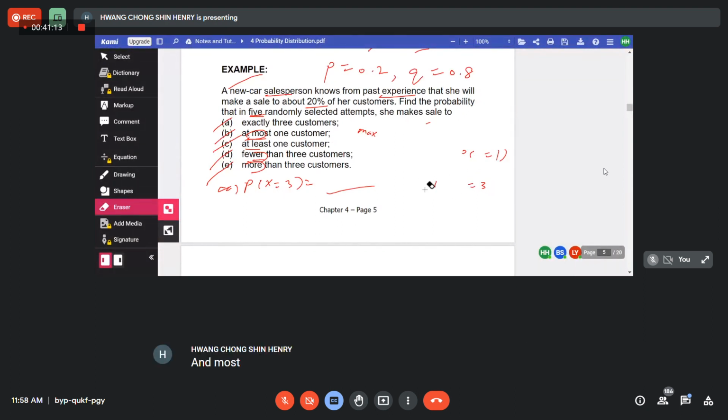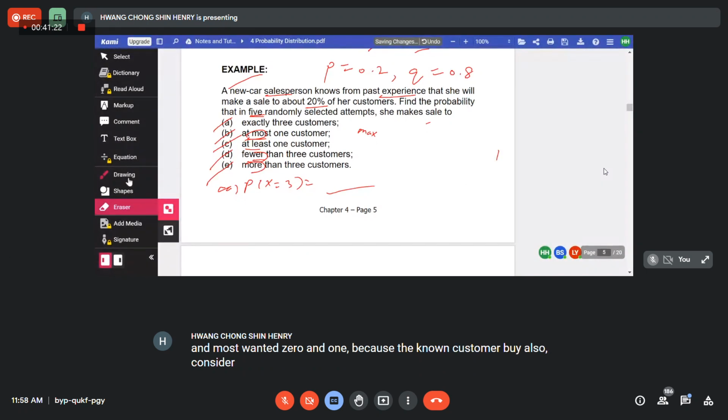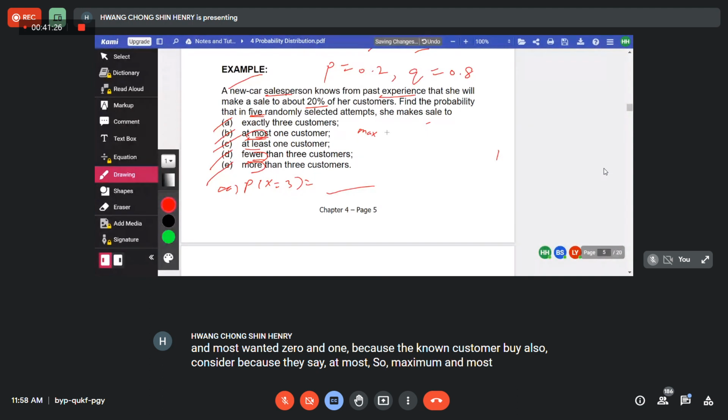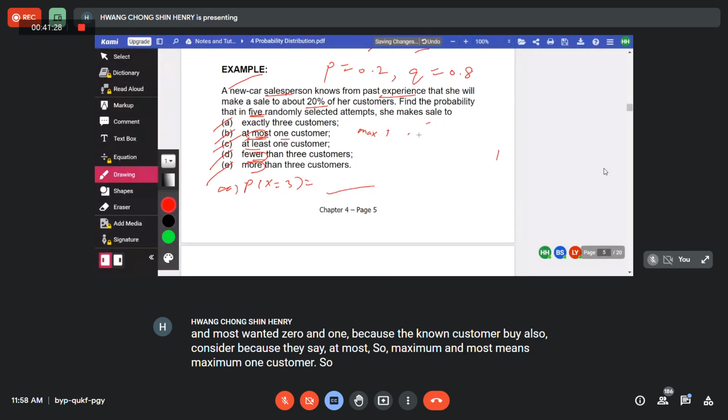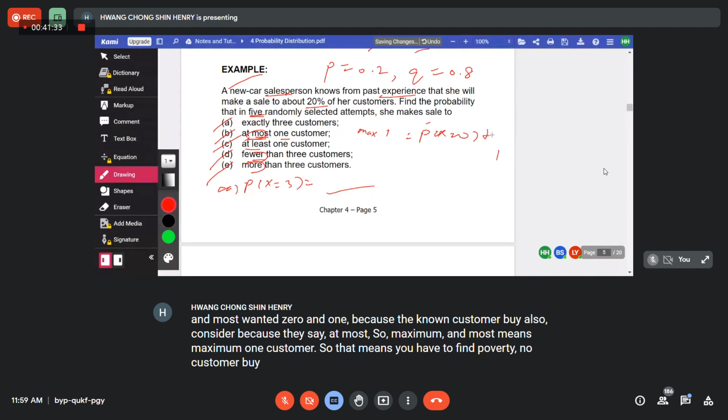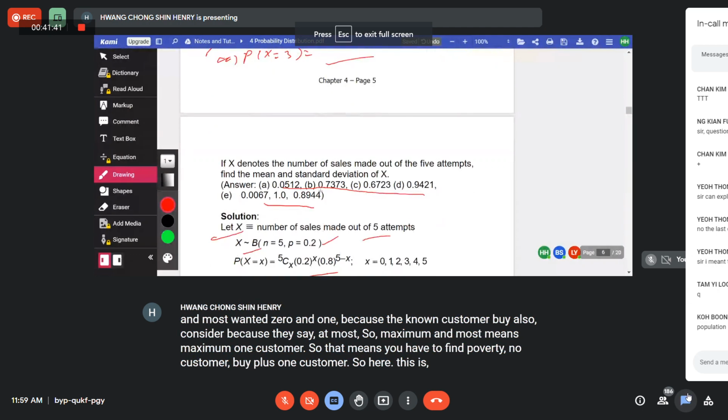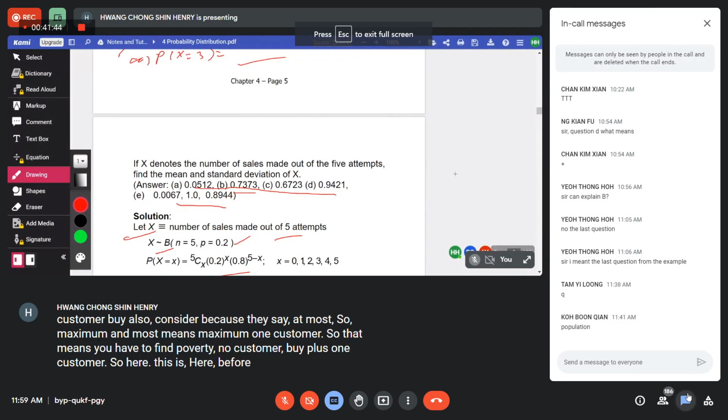At most 1 customer means 0 and 1, because no customer buy is also considered, because they say at most 1. So at most means maximum 1 customer. So that means you have to find the probability of no customer buy plus 1 customer to buy the car. So P(X=0) and P(X=1) total up. This is your answer. Can you try now before we stop?